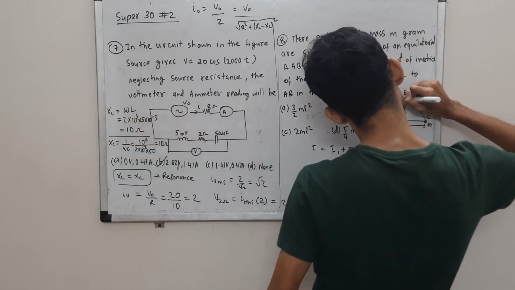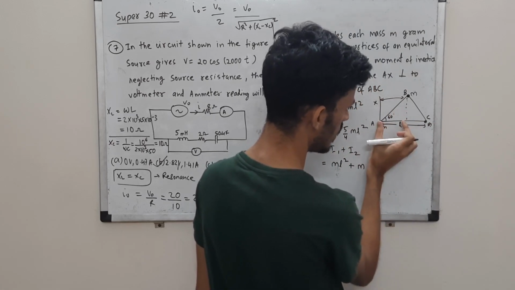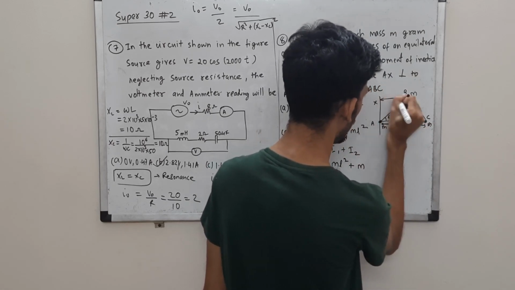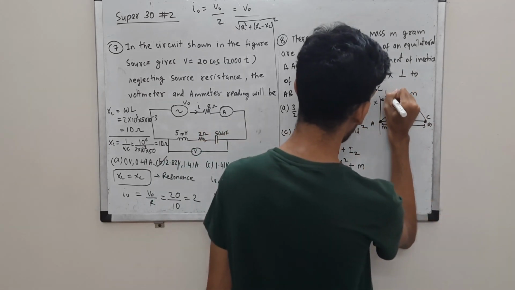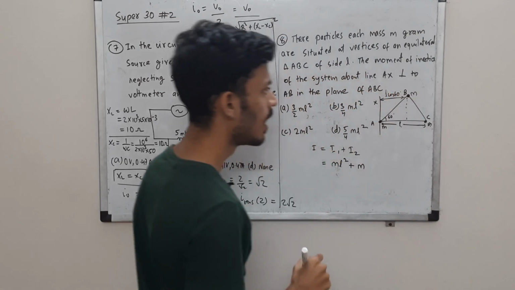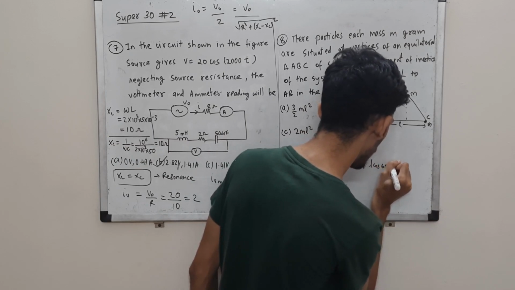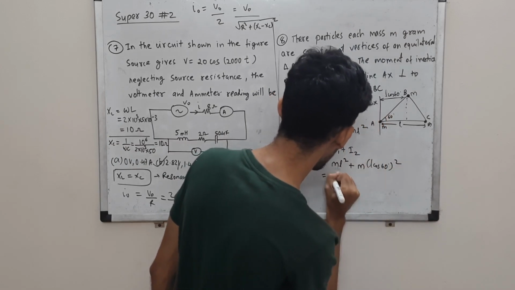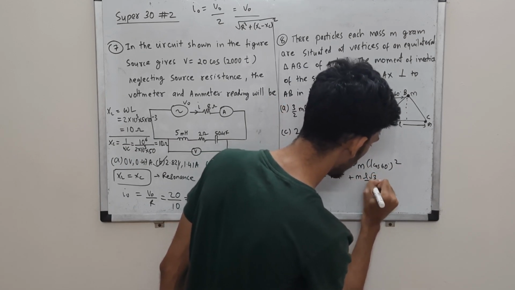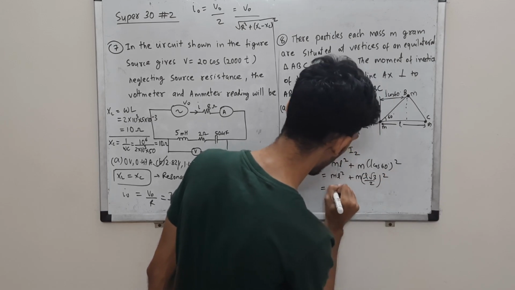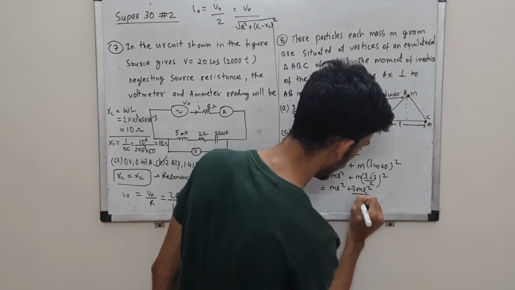So this is an equilateral triangle, meaning this angle will be 60 degrees, and this side is adjacent to theta. Adjacent to 60 is L cos 60. Adjacent to theta is L cos theta. So L cos 60 the whole square, so this is m L square. Cos 60 is, I think, root 3 by 2. Yes, and the square. So m L square, you can see the answer now, 3 m L square by 4.